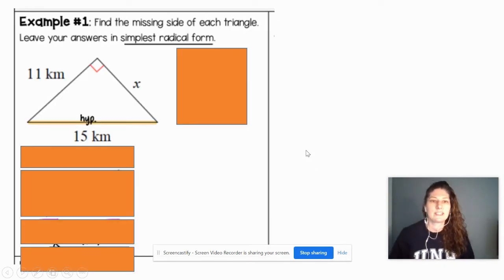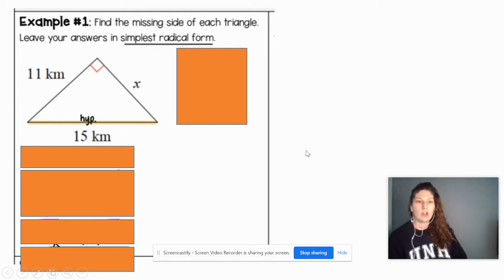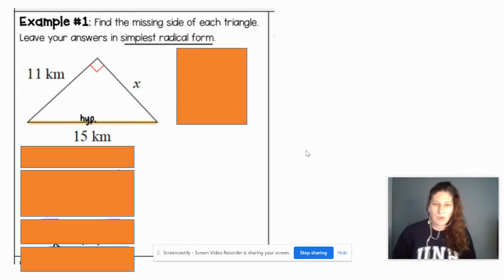Example number 1 says, find the missing side of each triangle. Leave your answers in simplest radical form. So this question is going to review how to simplify a radical and also how to use this theorem to find a missing side length. The number one error that I find that students might make on a problem like this is they misidentify what the hypotenuse is. So that hypotenuse is across from the right angle.